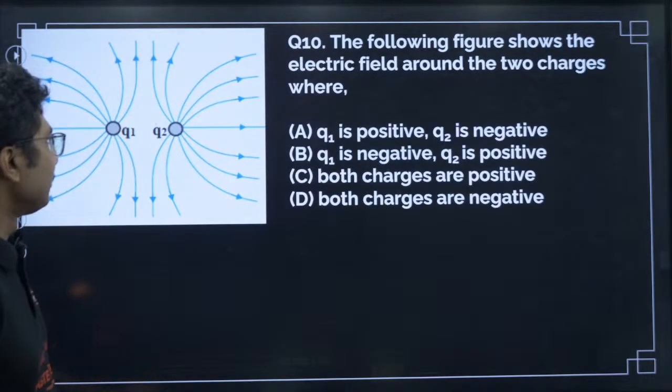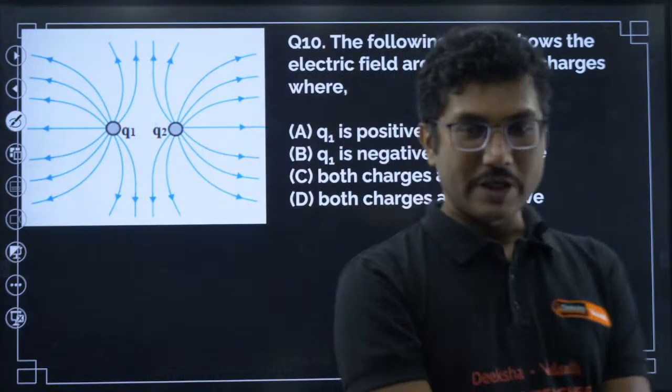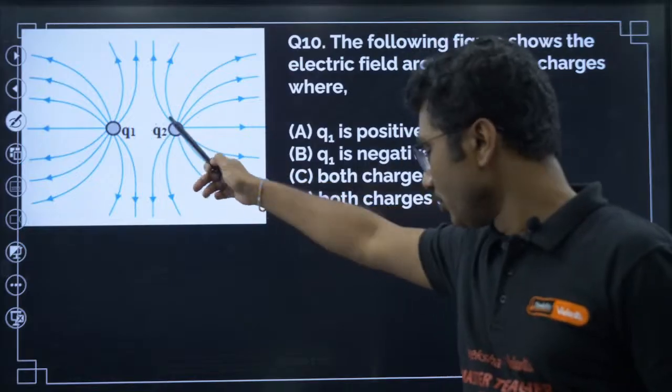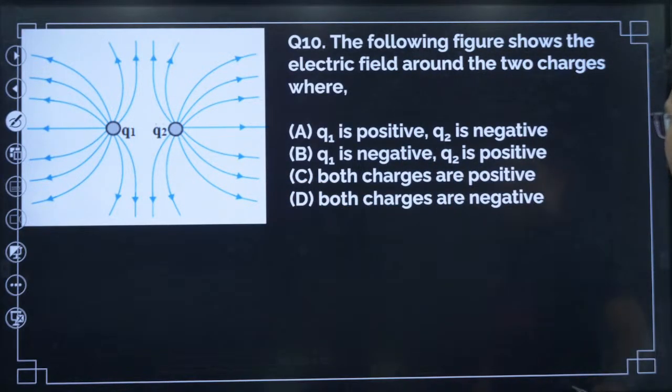Now next question. Easy question. The following figure shows the electric field around two charges, Q1 and Q2. You have to answer: Q1 is positive and Q2 is negative; Q1 is negative and Q2 is positive; both charges are positive; or both charges are negative.